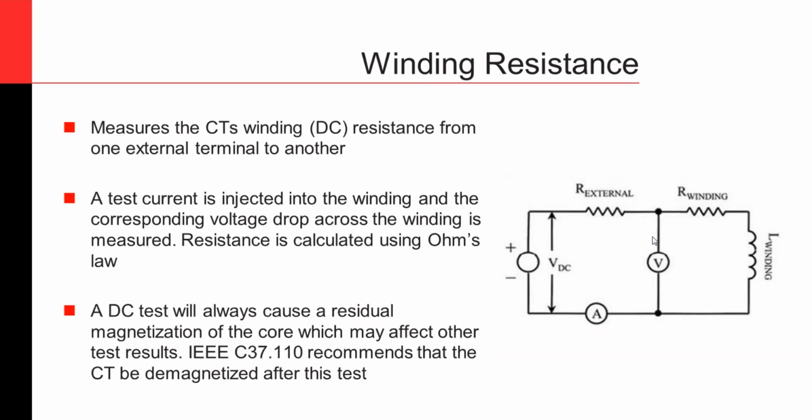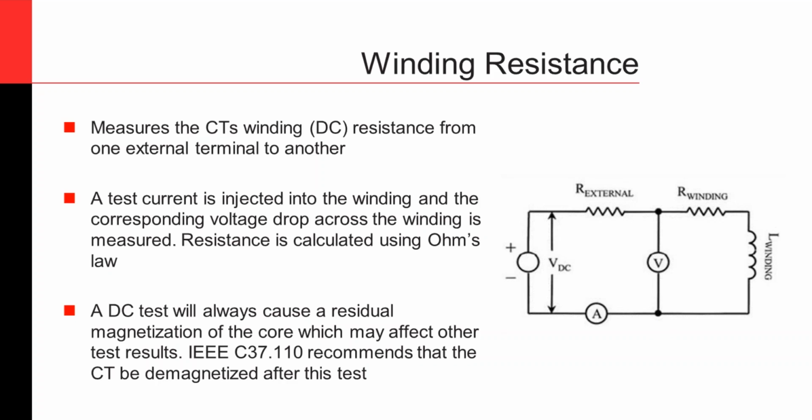So the first test that we are talking about, insulation resistance. Now let's move on to the winding resistance. As you can see on the right-hand side, you have the winding here. What you do is you inject a test current into the winding and you measure the voltage drop across this winding.